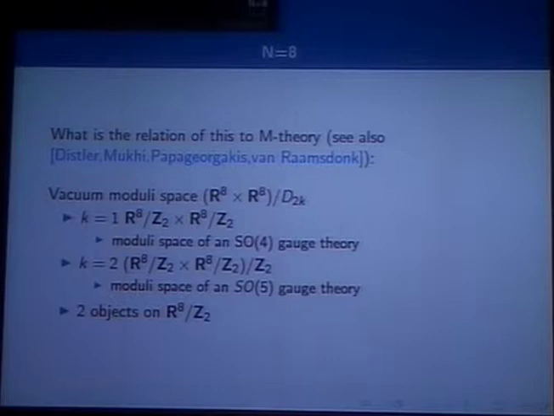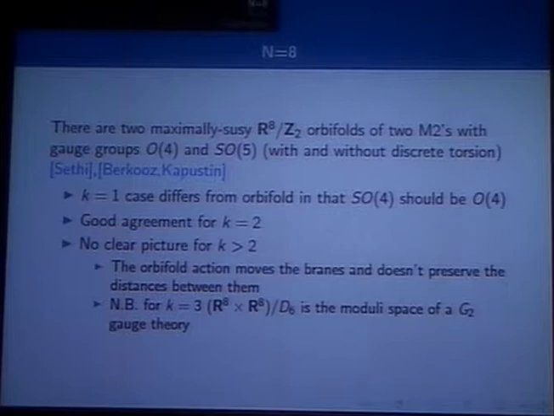Now, if you look at what people expect in M theory, R8 mod Z2 is a maximally supersymmetric orbifold. In other words, the orbifold projection doesn't project out anything more than what the M2 branes have. So you still expect 16 supersymmetries. And there are two types because there are two types of discrete torsion that you can have, namely no torsion or one unit of torsion for the bulk four-form. And that was noted by Sethi, Bachas, Kapustin. Now, for k equals 1, we're sort of in trouble because you expect O4, not SO4. However, for k equals 2, we're in good shape. There's no contradiction at all.